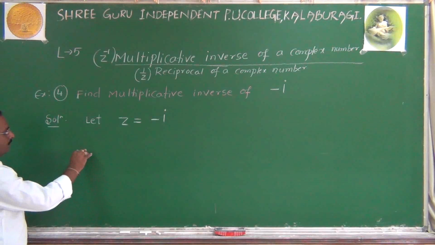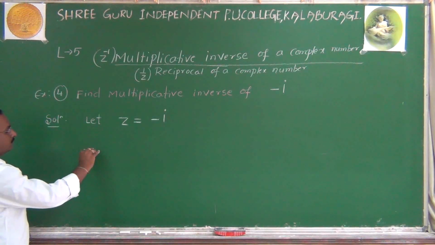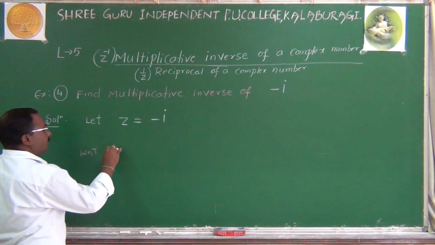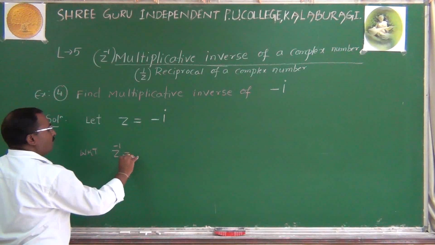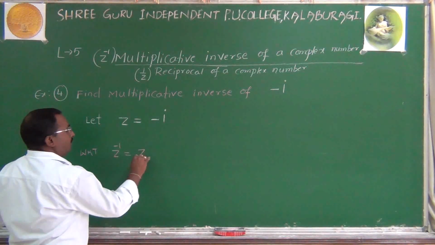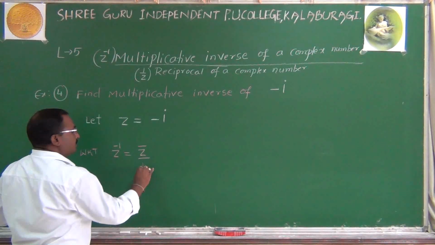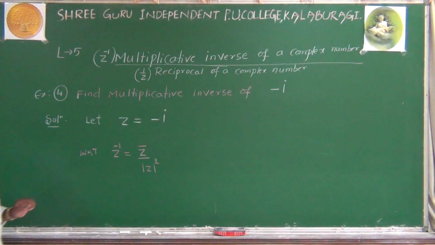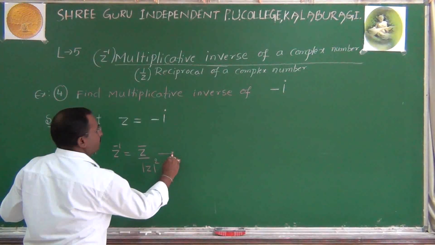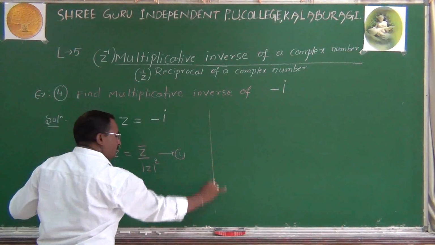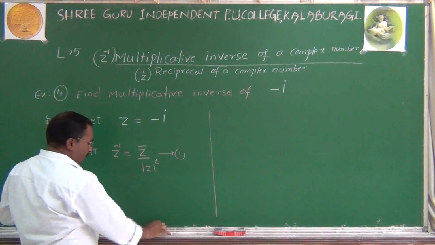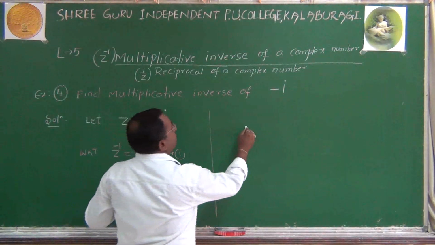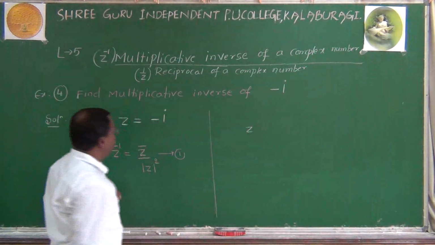We know that the multiplicative inverse formula of z is z bar divided by modulus of z whole square. This is the formula, that is equation number 1. Find them one by one. That is the first one to find.